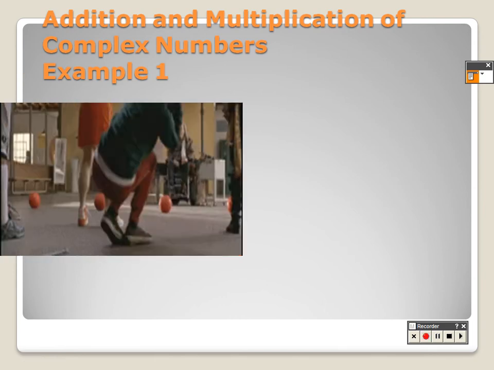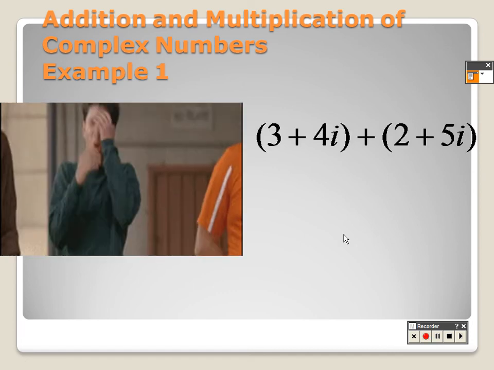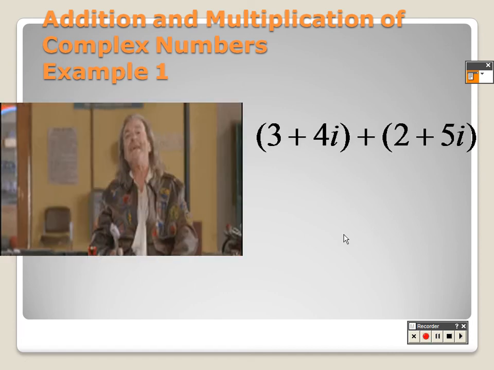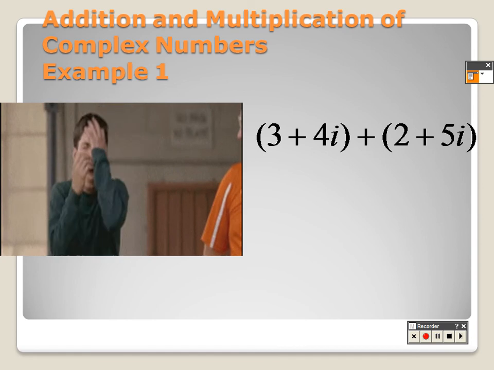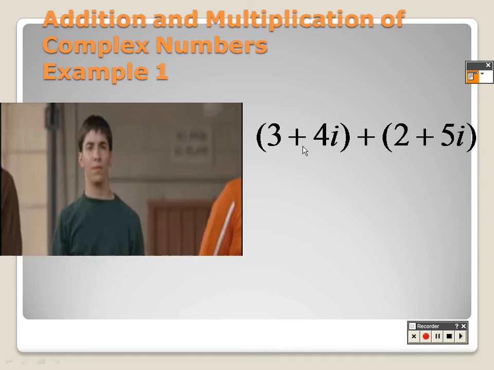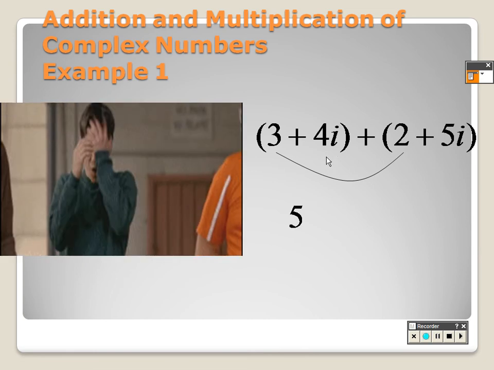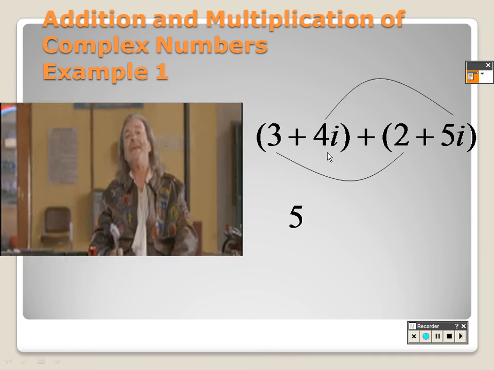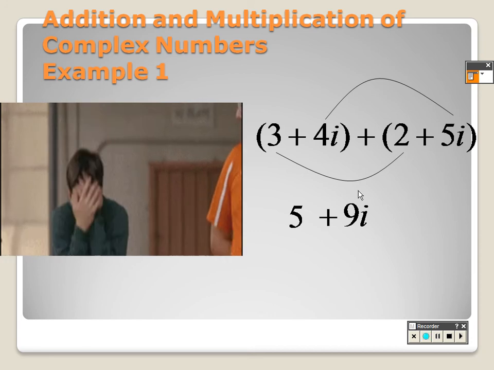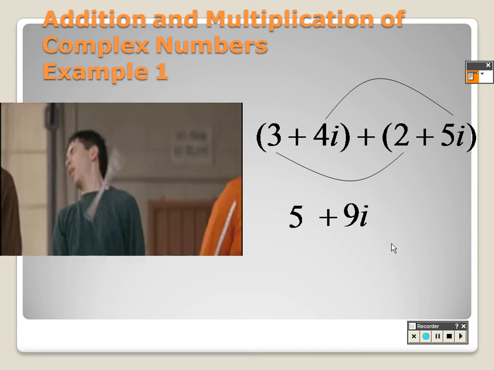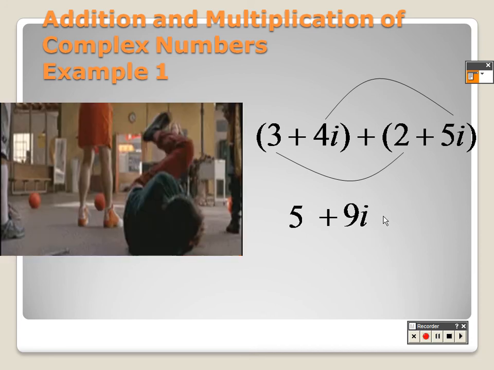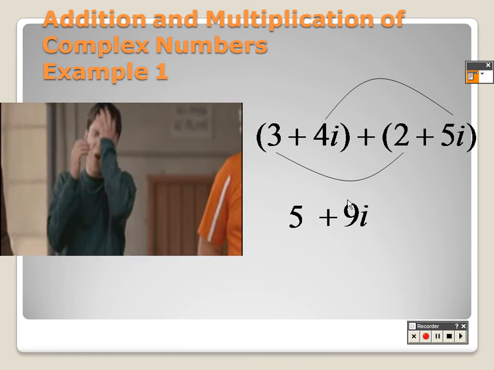Addition and multiplication of complex numbers. So let's take a look here. All you're basically doing here is combining things that look alike, just like combining like terms. I got a 3 and a 2. 3 plus 2 is 5. I got 4 i's and 5 i's. That means I have 9 i's. That's it. 5 plus 9i. It's what you've been doing your whole life. It's just you have to keep in mind this is an imaginary number.